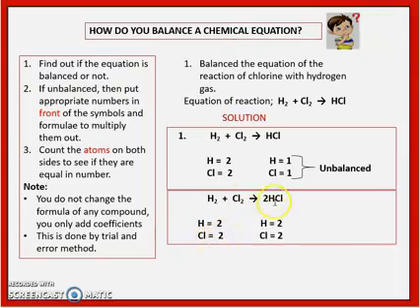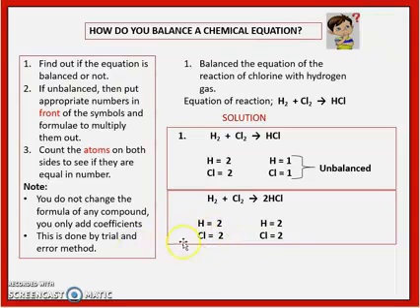Now coming to the right hand side, how many atoms of hydrogen? We know that this 2 is for everything here, the HCl here, it will multiply 2. So we have 2 atoms of hydrogen. How many chlorine do we have? We have 2 atoms of chlorine. Therefore, this equation is balanced.